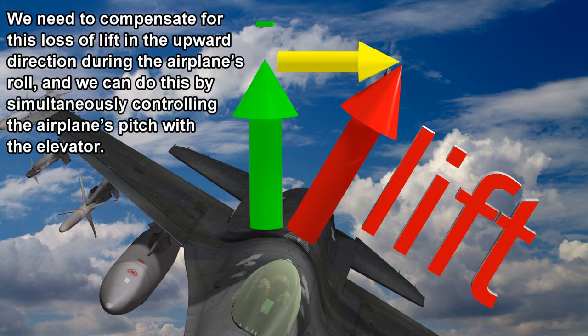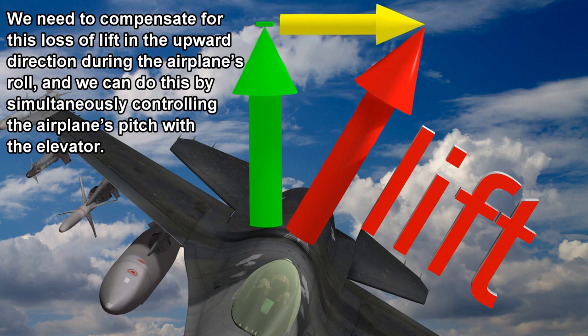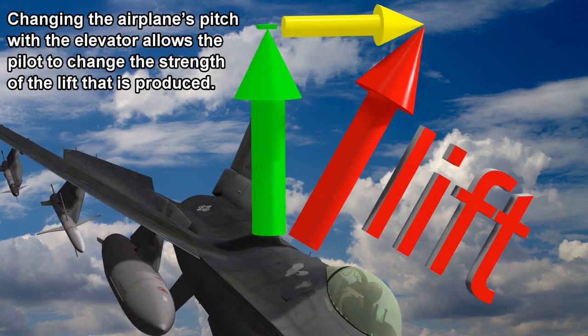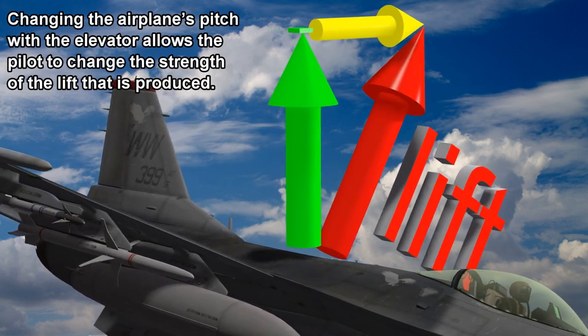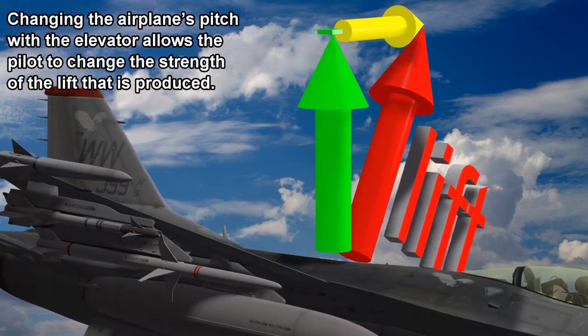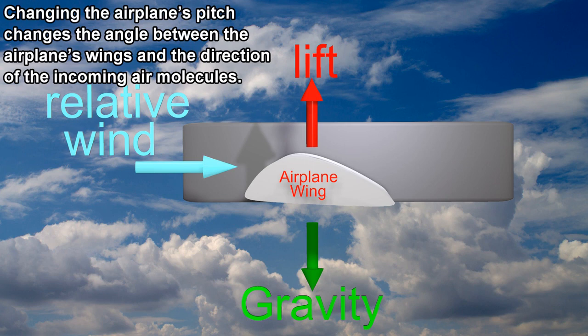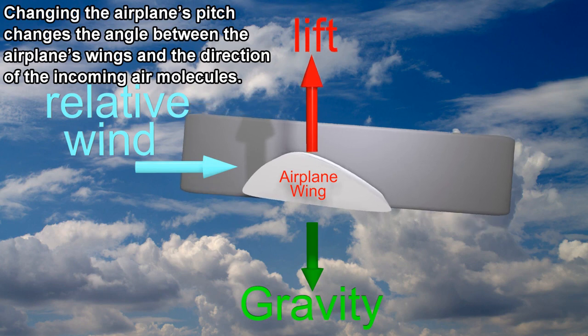We need to compensate for this loss of lift in the upward direction during the airplane's roll, and we can do this by simultaneously controlling the airplane's pitch with the elevator. Changing the airplane's pitch with the elevator allows the pilot to change the strength of the lift that is produced. Changing the airplane's pitch changes the angle between the airplane's wings and the direction of the incoming air molecules.